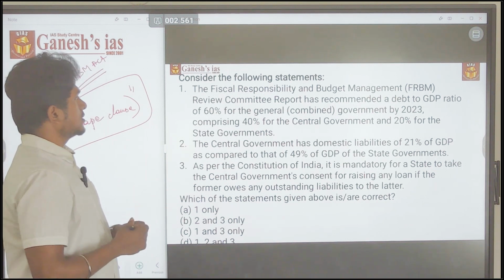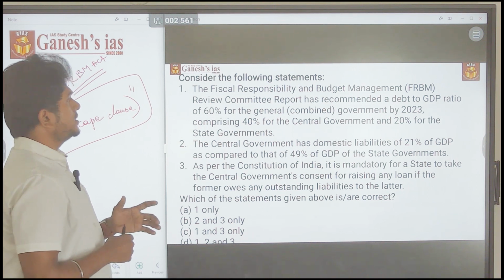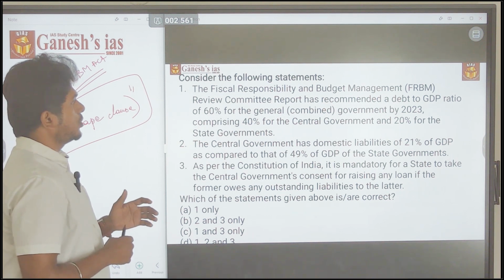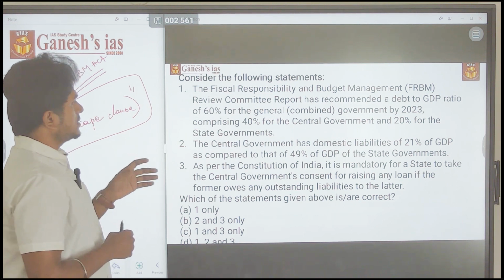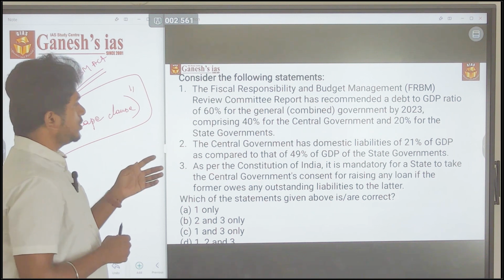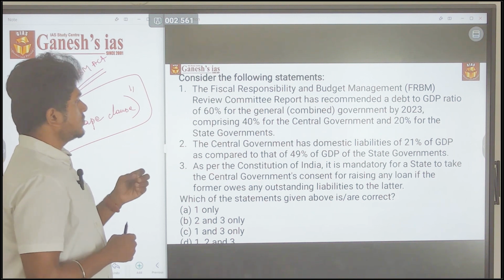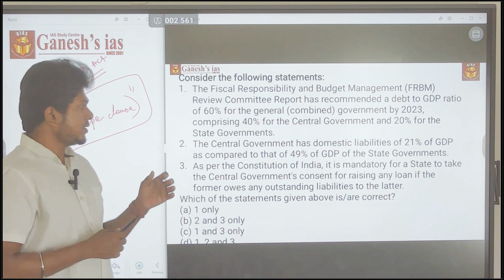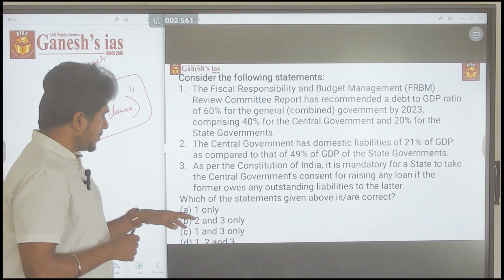Consider the following statements. The first statement: the Fiscal Responsibility and Budget Management Review Committee report has recommended a debt to GDP ratio of 60% for the general combined government by 2023, comprising 40% for the central government and 20% for the state government. Yes, this statement is correct. So one is correct, and by that you can eliminate B.